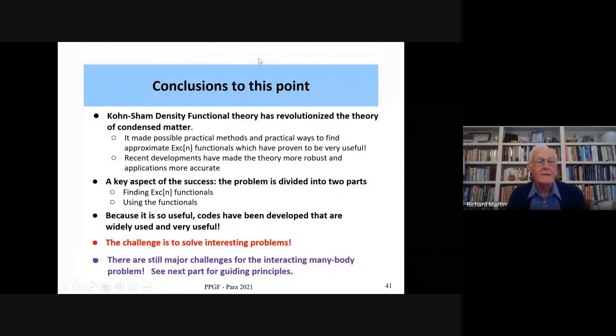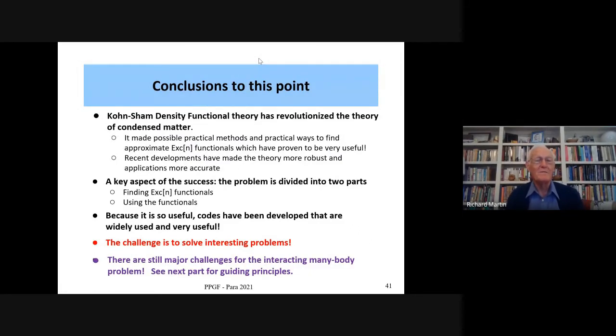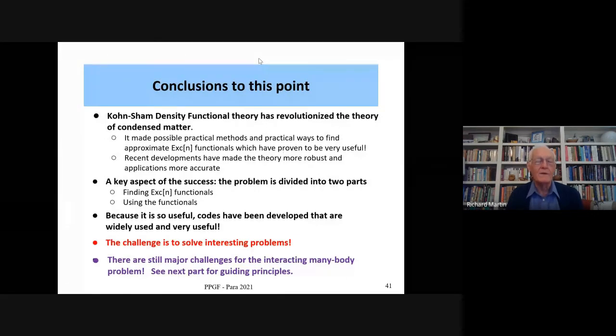So, the conclusions, and I say to this point, because I would like to mention some more in just a moment. The Kohn-Sham theory has really revolutionized the theory of condensed matter. It's made things possible. And now the recent developments have made things more understandable by using insightful theoretical arguments. And it's made it more useful in a practical sense, so that now theory and experiment go together in solving problems. But there are still issues, and the challenge that we have is to apply this to interesting problems in a way that we understand what's going on.